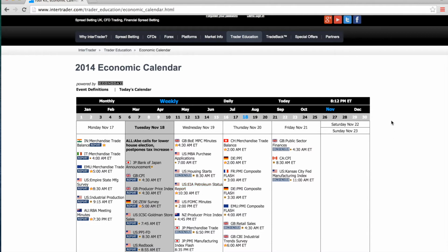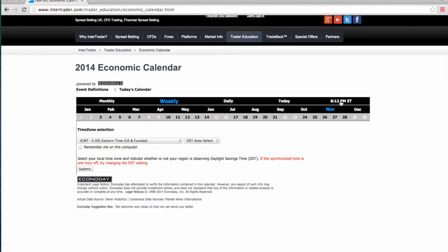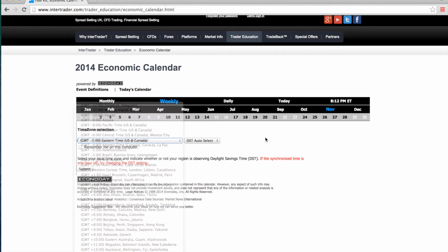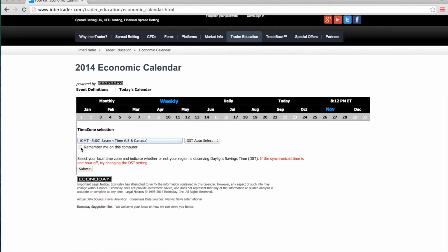One of the first things you should do in order to provide a more customized experience for yourself is to change the time zone. To do this, simply click on the time at the top right of the calendar, scroll over to the time selection drop-down, pick the time zone that represents your physical location, check the Remember Me on this computer box, and click Submit, and the calendar's events will therefore be rendered in your local time zone.